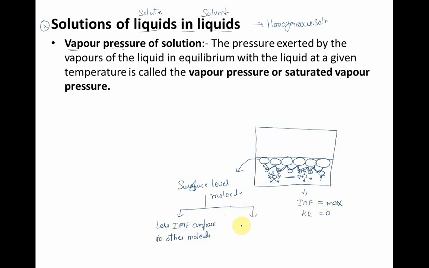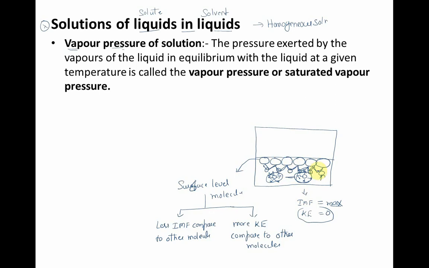And they possess more kinetic energy compared to other liquid molecules. So what does it indicate? If the molecule is present at the center of the container, its intermolecular force of attraction with other molecules is maximum and kinetic energy will be minimum. But once they start colliding with each other, they move from bottom to top. During moving, their intermolecular force of attraction goes on decreasing, but their kinetic energy goes on increasing.